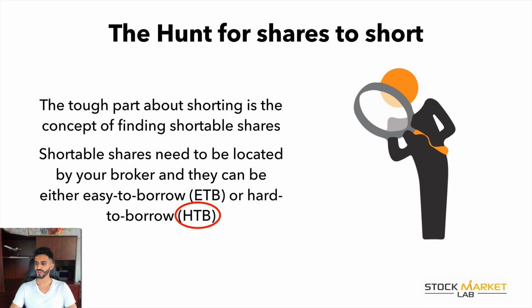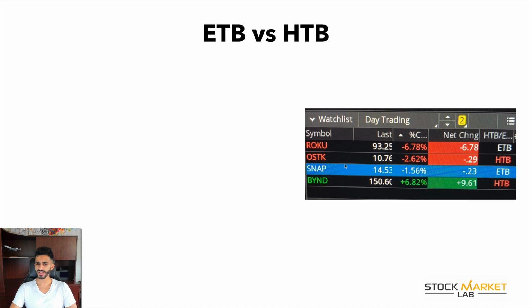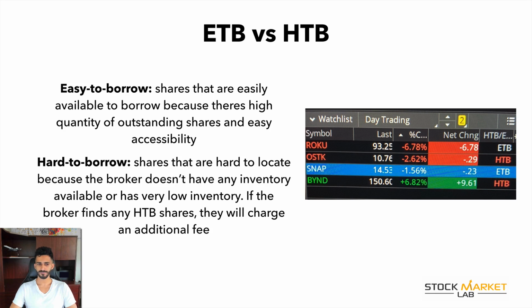They're hard to borrow shares. If the broker does have them, they are ETB, easy to borrow shares. So what does that mean? If you take a look here, you can see different stocks: Roku, ETB, easy to borrow; OSTK, hard to borrow; Snap, ETB; BYND, HTB. These are easy to borrow, hard to borrow. Now, what does that mean? Let's dive into it a little more in depth.